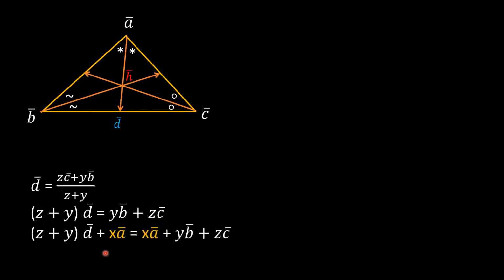We have D bar equals (ZC bar plus YB bar) upon (Z plus Y). We will write (Z plus Y) into D bar equals YB bar plus ZC bar. There is xa bar lacking on the right hand side, so we will add xa bar on both left hand side and right hand side. So it will be plus xa bar on the left hand side and xa bar on the right hand side. We will divide both sides by x plus y plus z.